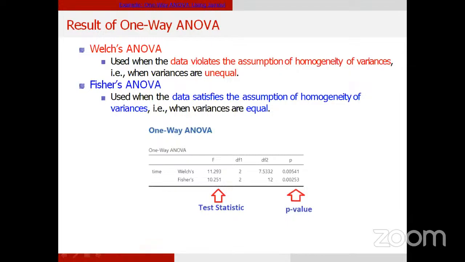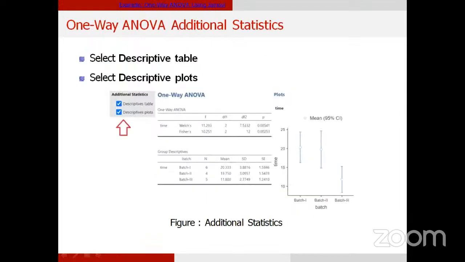Or else it is shown in, for example, the Student's t-test. Here, Fisher's test gives 0.002 and 0.005, both less than or equal to 0.05. So this is the one-way ANOVA. Select the descriptive table and the descriptive plots. We can draw the diagram and plots for everything.